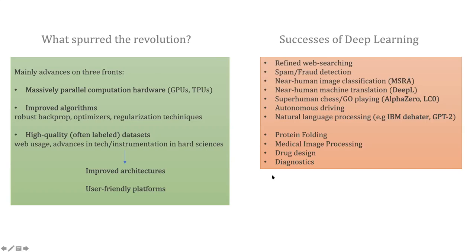Okay, and I don't think I have to go into the success of deep learning. If anything, the field is overhyped, so I'm sure you have heard of many of those, but pretty much everybody's life is now touched by deep learning, refined web searching, spam and fraud detection. I'm sure you've seen examples where machines can do near-human image classification and near-human machine translation. You're probably using either DeepL or Google Translate. Machines can play chess at a superhuman level and also Go using basically no information apart from the rules of the games, so they don't even need expert games to be trained on. Also autonomous driving, natural language processing. But also, I'm pretty sure you've heard of many clinical applications like prediction of protein folding, medical image processing, drug design, and diagnostics.